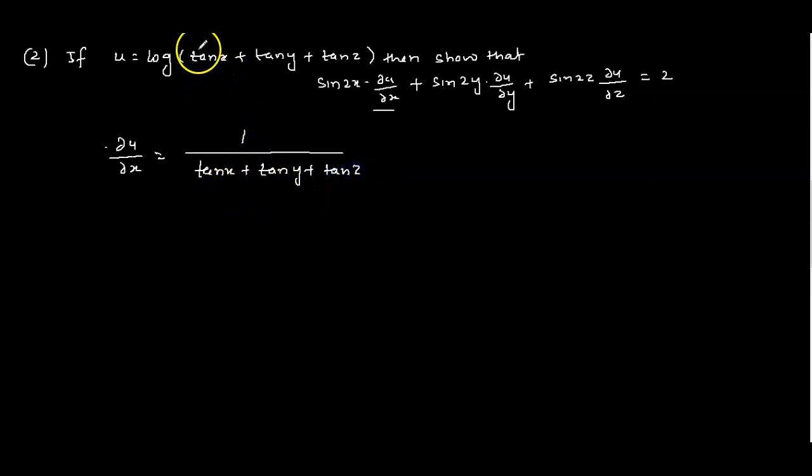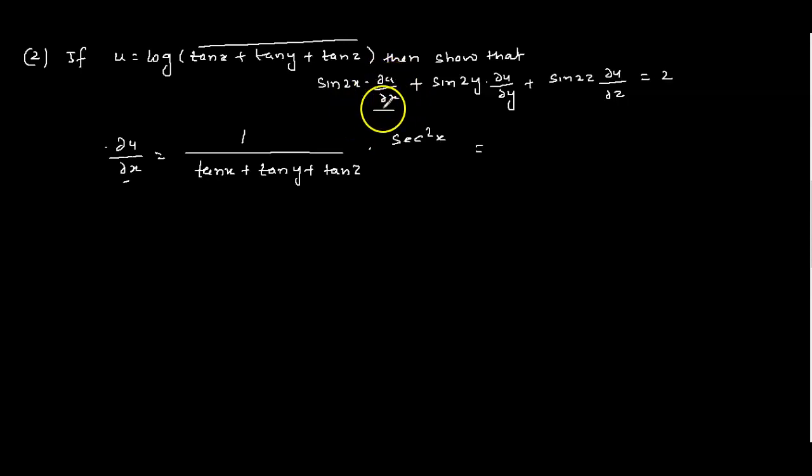Now this bracket part we need to differentiate with respect to x. The differentiation of tan of x with respect to x is secant square of x, and tan y and tan z give 0, because when differentiating with respect to x, the other variables are constant, so the derivative is 0. So we write this secant square of x as it is.